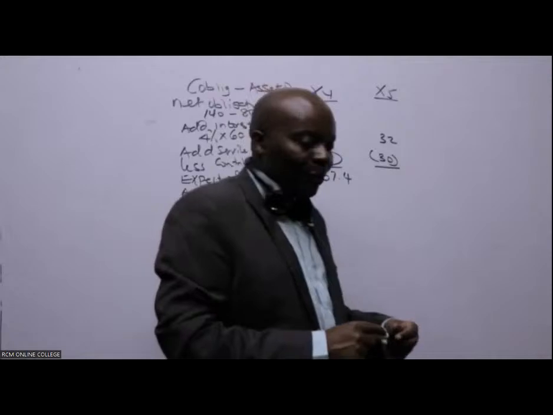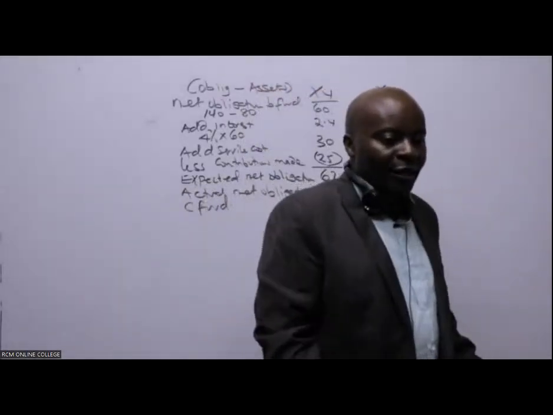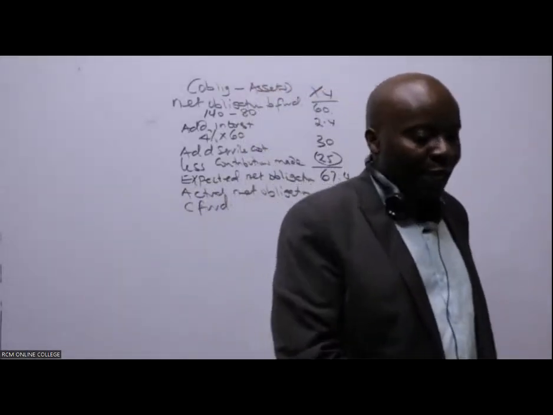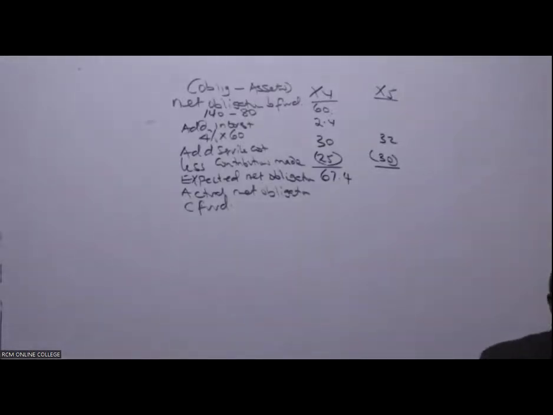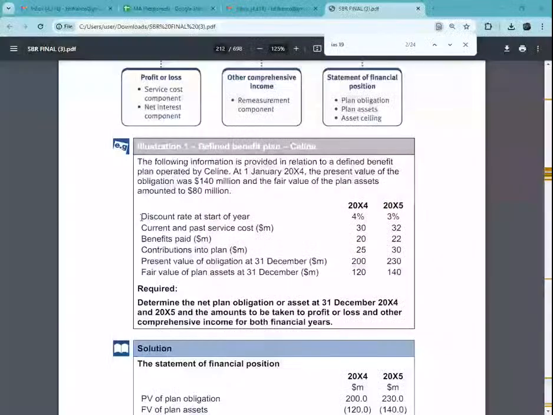Is there somebody who is able to give me that figure from the book? The actual net obligation carried forward we are given here. You can see at the end of the year for X4, we have 200 and we have 120. So 200 minus 120, because net obligation is obligation minus your assets. That gives me 80.